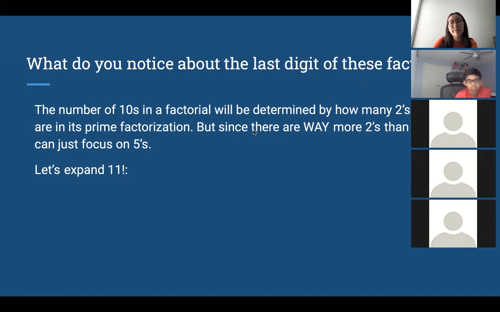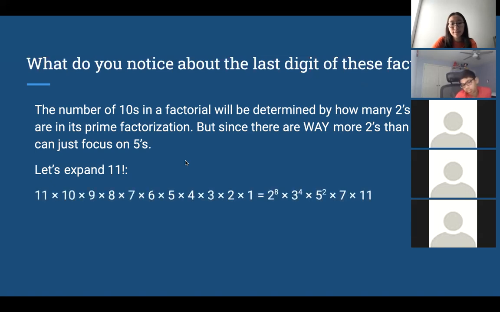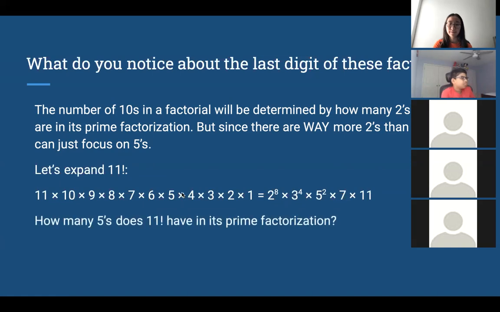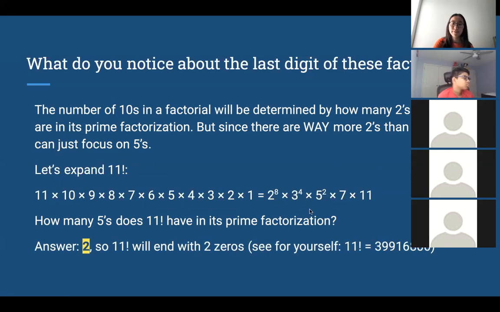Let's say we're trying to find how many zeros are at the end of 11 factorial. We find its prime factorization: if we write it all out, 11 factorial is 11 times 10 times 9 times 8 and so on, and if we factor all of those numbers out, we get our prime factorization. Now we look at how many 5s it has. It has 2 5s, so it's going to end up with 2 zeros. You can see for yourself that 11 factorial ends with 2 zeros because it's divisible by 2 tens.